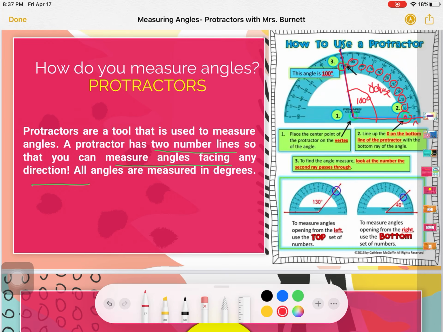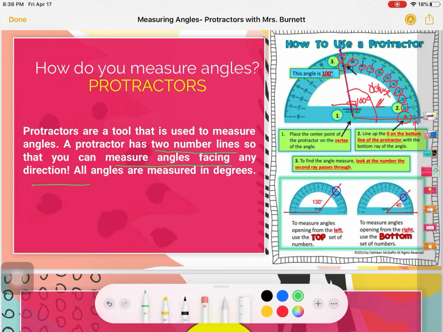Don't choose to start counting with 180. If the angle opens this direction, start off with the number 0. If you go 180 and down, it's like saying that this is an 80-degree angle, which I know is wrong, because this angle is larger than 80 degrees. I know that I have chosen the wrong measurement. So I'm not going to use the outer ones. I'm only going to use the inner ones and start at 0.